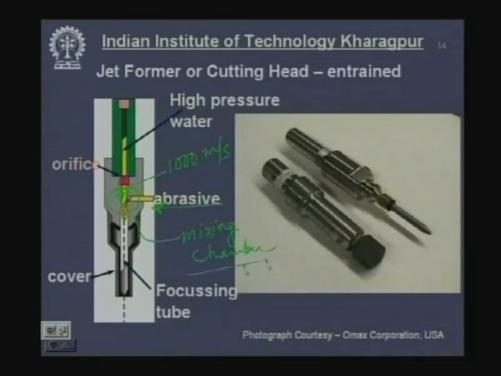If you remember correctly, we have already identified this under the list of modules. So, what happens? These abrasives are being added at a very low velocity. Once they are added, they interact with the water, gain momentum and come out of this focusing tube. This is called the jet former. This is the schematic of the jet former, and here you have two typical jet formers which are commercially available.